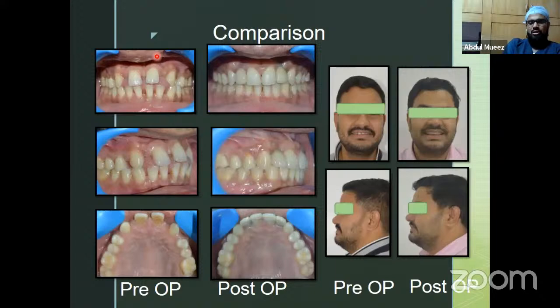So this is the comparison of pre and post. It is fairly good, with good occlusion, and aesthetically also very pleasant for the patient. I'm really fortunate to have been a part of his transformation journey. In a nutshell, the case series which I showed you is basically to highlight that you need to know what the actual problem is. If you know the problem, you'll know the solution.